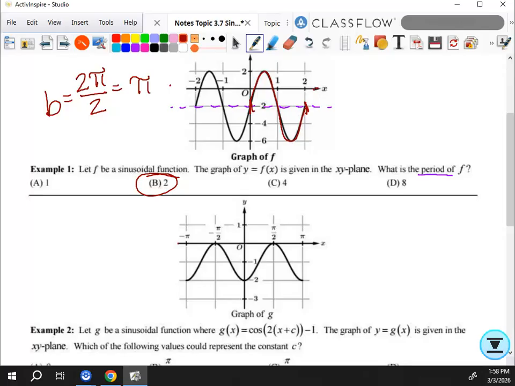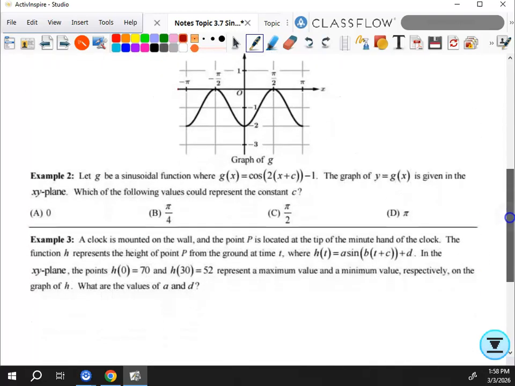That happens every time no matter what. You're never going to get the b and the period to be the same thing. Okay, we good with that? Any questions? All right, good deal. Okay, let's look at this next one then.